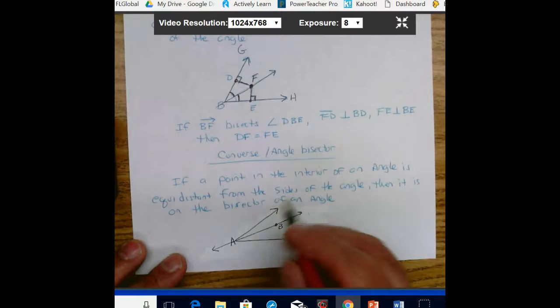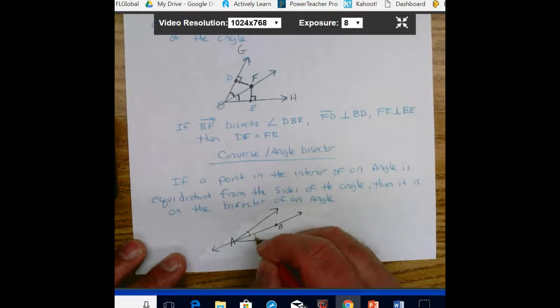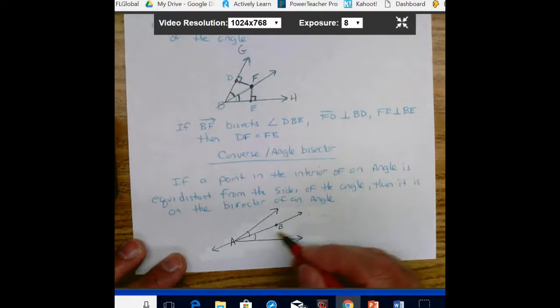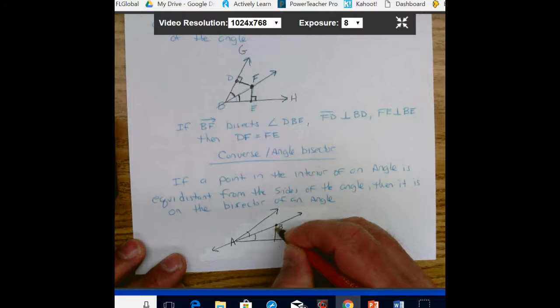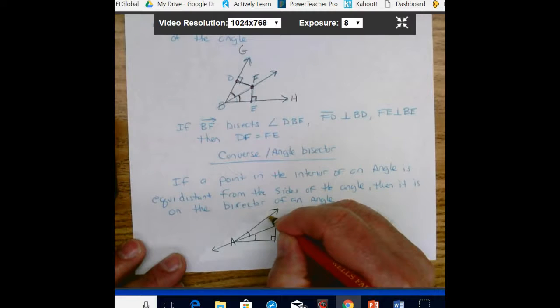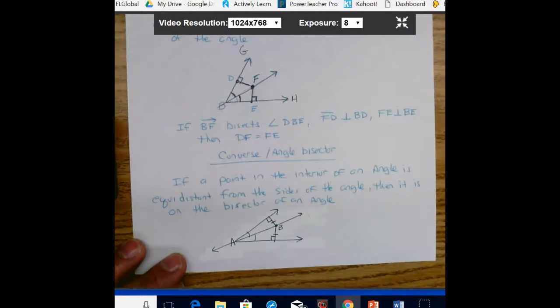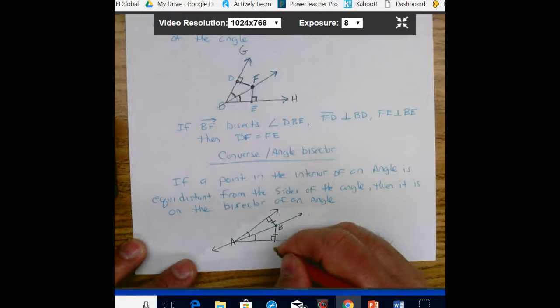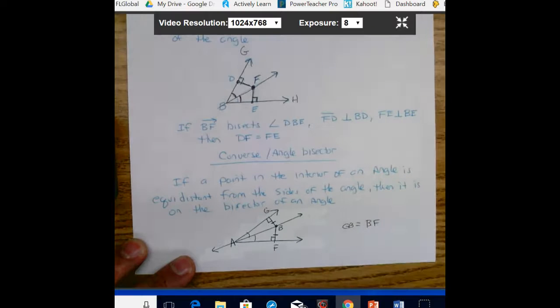So if we have this angle here, and we have this bisector AB cutting through it, cutting this angle in, making them the same, and we have this point B on here, we could say that it's the equal distance from a perpendicular line from this and a perpendicular line from that. So then we would say this is equal to that. And if we had this labeled as a point, we could say F and G. We could then say GB is equal to BF. And that's the last theorem I wanted to show you.